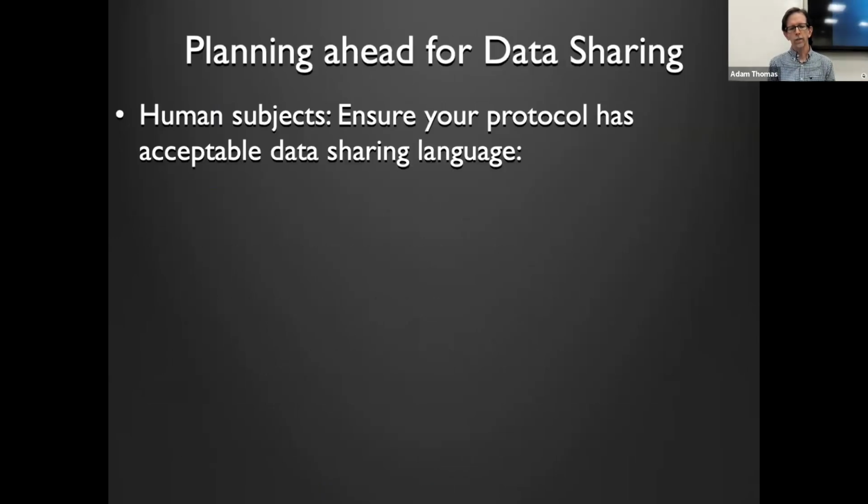Planning ahead for data sharing: for human subjects, you need to ensure that your protocol has acceptable data sharing language. There is lots of that available online right now. Open Brain Consent, at readthedocs.io. You can find examples of language that people have put into their various consent forms from all over the world. It varies a bit from country to country, but if you have a bit of text that has gotten past one IRB, then it's more likely to get past the next IRB.